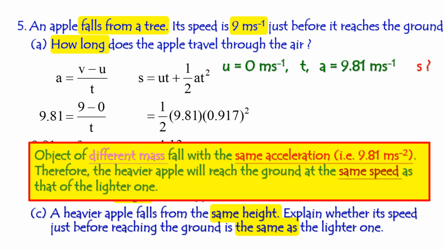Is it okay? So this question is similar to question 1 and question 4. It is about the acceleration. No matter whether it is heavier or lighter, they fall with the same rate, same acceleration. So if they fall from the same height, they should have the same speed. Is it okay?